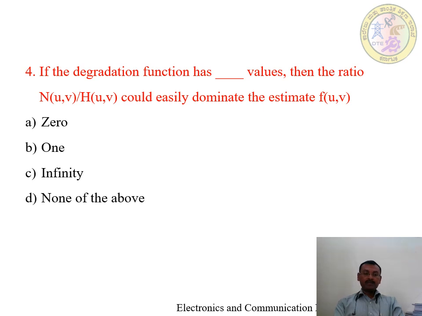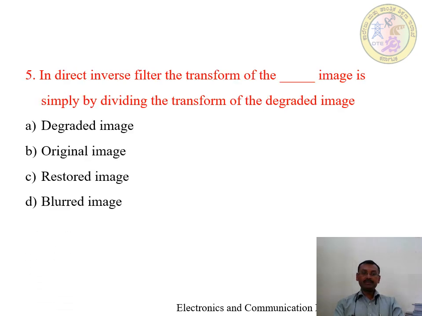Question number 4. If the degradation function has dash values, then the ratio n by h could easily dominate the estimate of f of u comma v. Option A, 0. Option B, 1. Option C, infinity. Option D, none of the above. The right answer is option A, that is 0.